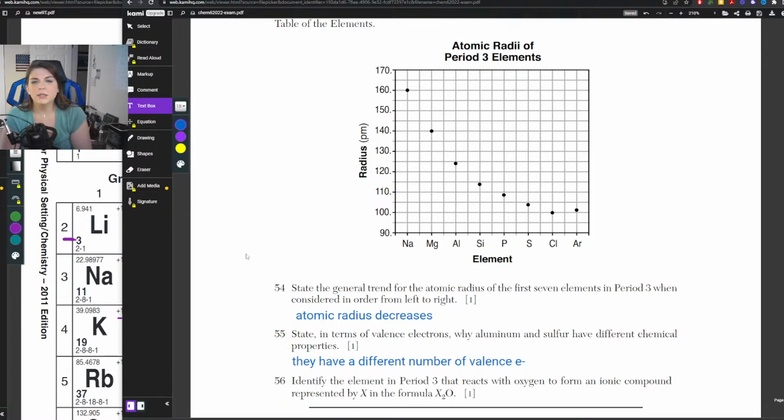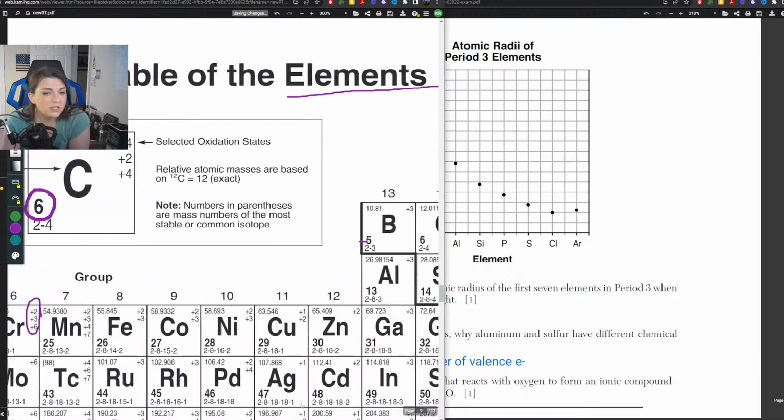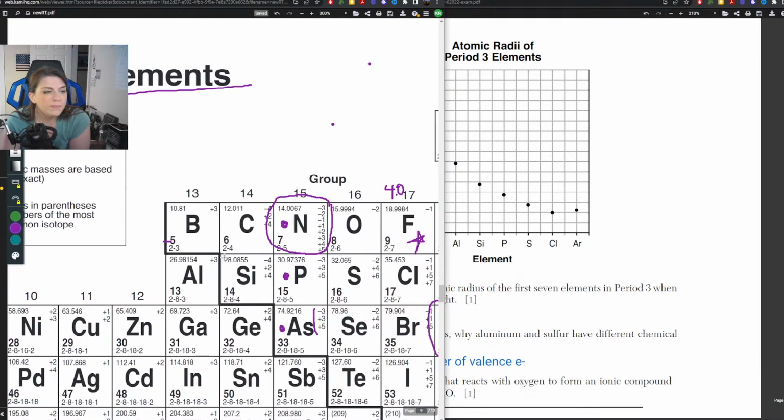Remember when I said that when in doubt, it's about valence electrons? This says in terms of valence electrons. So what I would do if I was clueless, like, wait, I totally forgot, I'm so tired, this test is driving me crazy: aluminum is right here. Sulfur is right here. Aluminum only has 3 valence electrons and sulfur has 6. They have a different number. That's it. The reason sulfur and oxygen have similar chemical properties is because they have the same number of valence electrons.